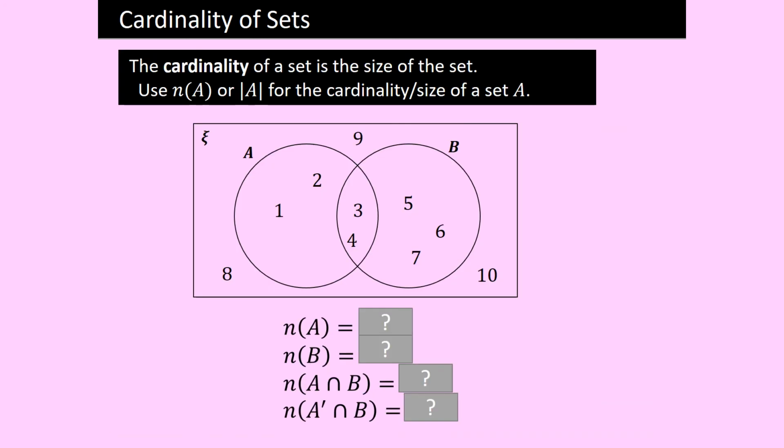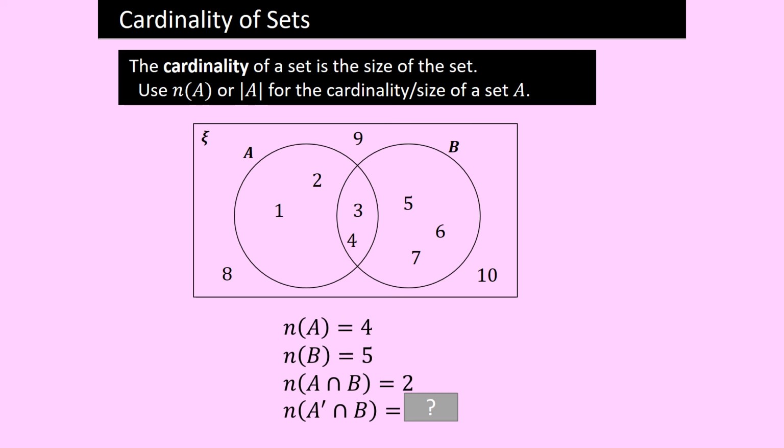The cardinality of a set is the size of the set. We use n(A), or the magnitude, two vertical lines around A, for the cardinality or the size of A. So here, the size of A is 4 because there are 4 elements within A. The cardinality of B is 5. The cardinality of A intersect B is 2 because there are 2 elements in the intersection.